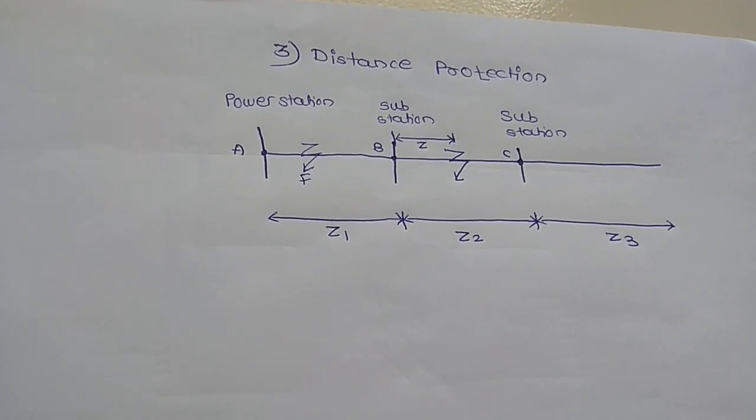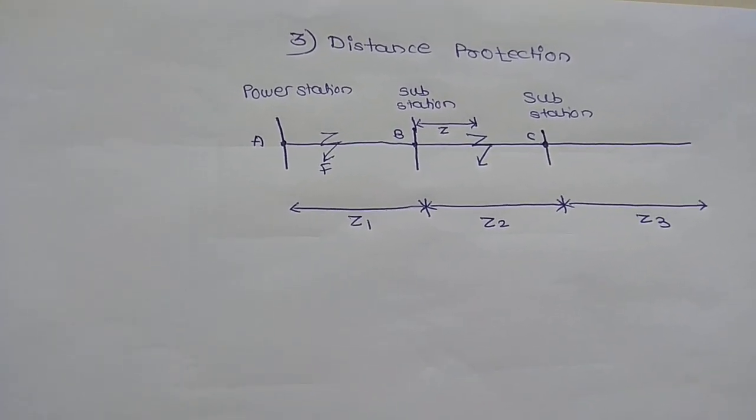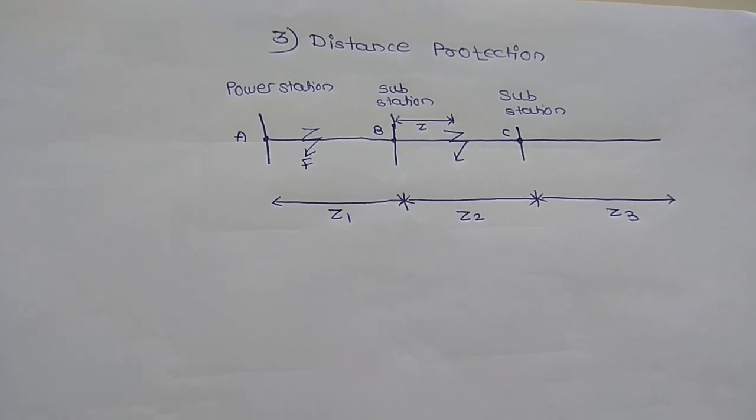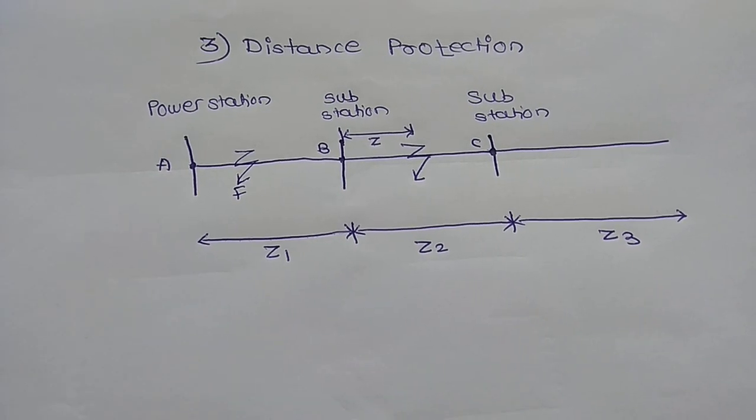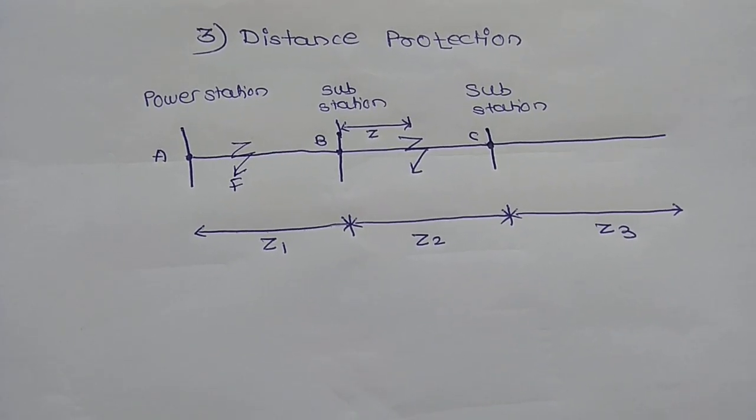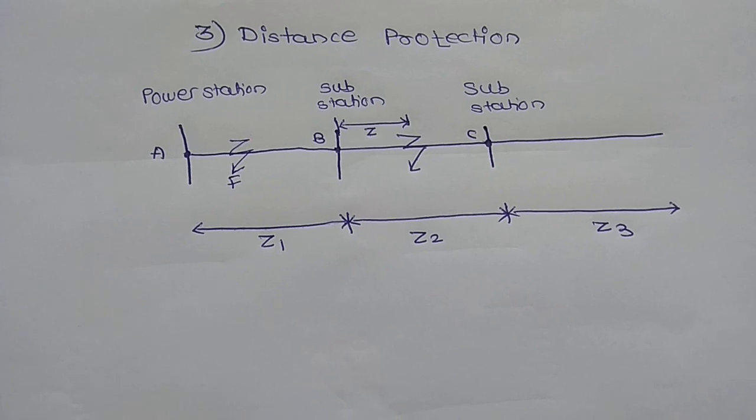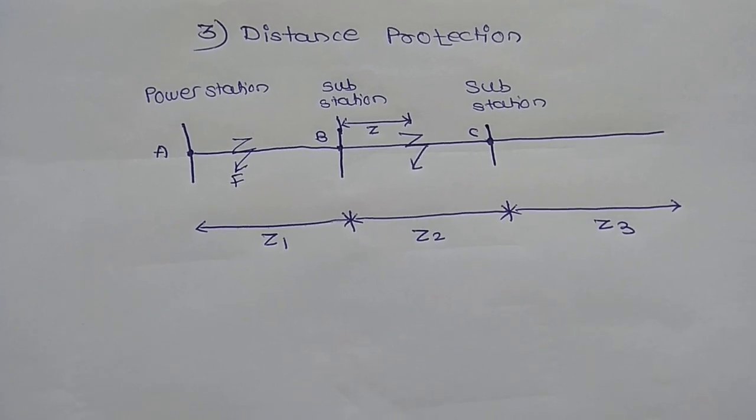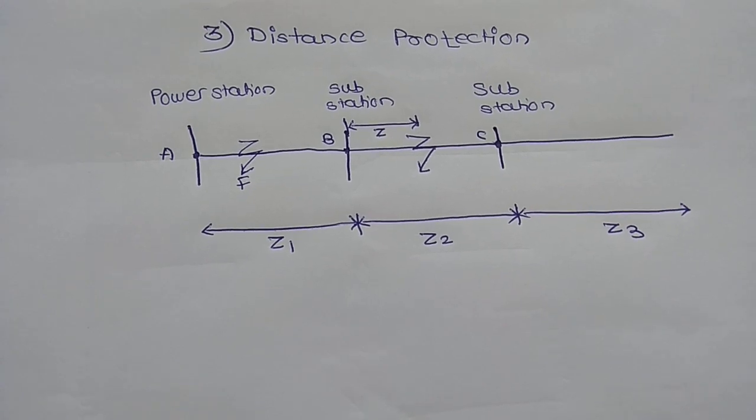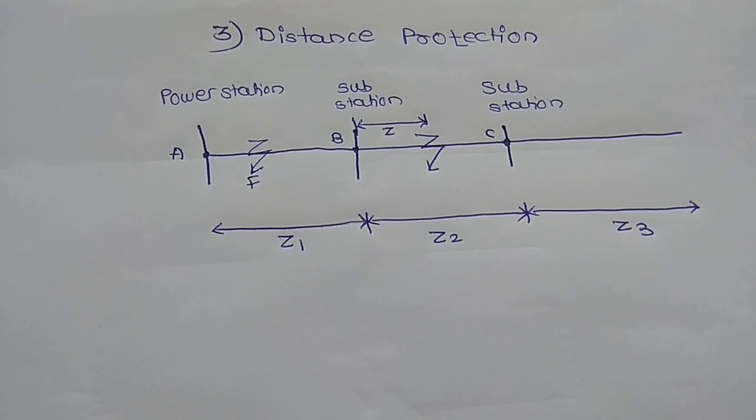That is, the distance protection will check the impedance between the point of fault and relay installation. So this is all about the distance protection of transmission line. The main advantage of distance protection is that it can be employed for the protection of very long transmission lines.